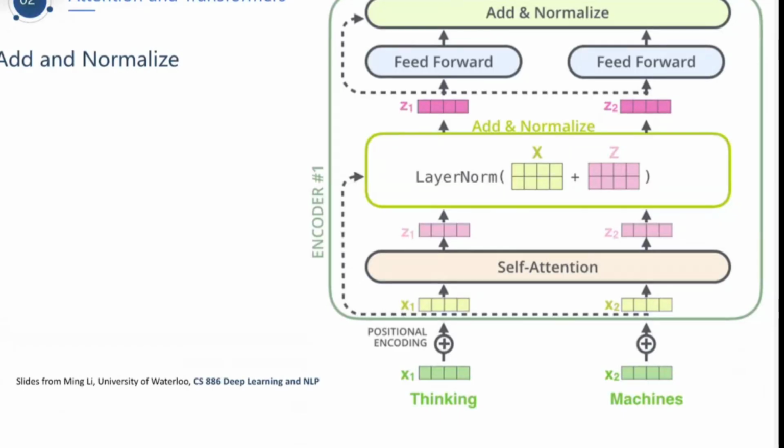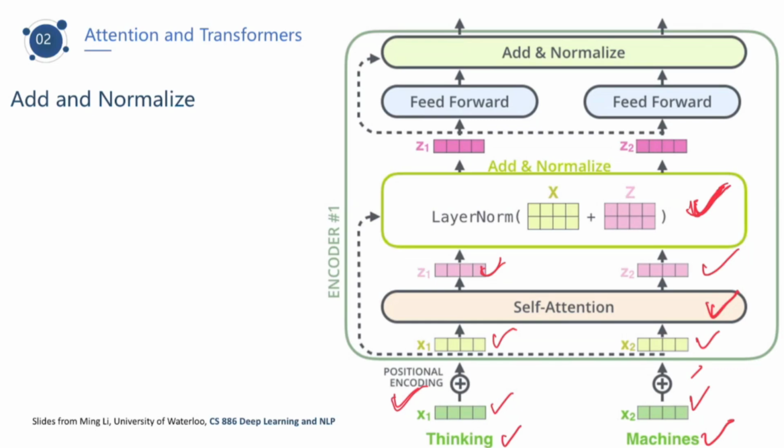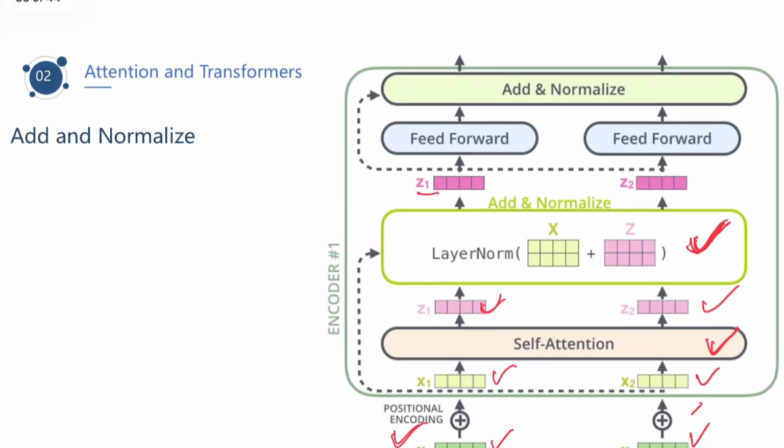So now we have seen this whole picture. We started with the words, thinking machine, converted them into x1, x2. Then we added the positional embedding, got the new x1 and x2. Then applied self attention, got z1 and z2. And then in the encoder part, there is one layer called the add and normalization layer. That part is still left. So we do normalization here, and again you get z1 and z2.